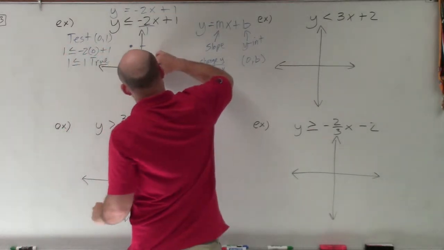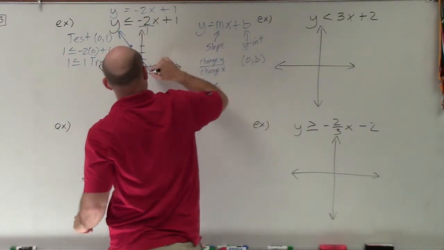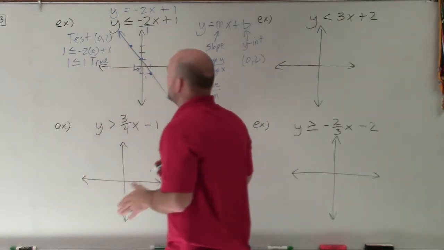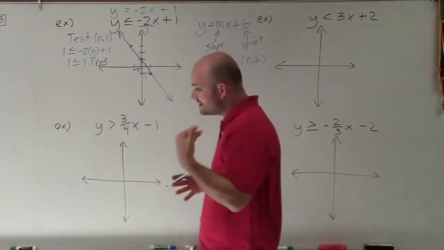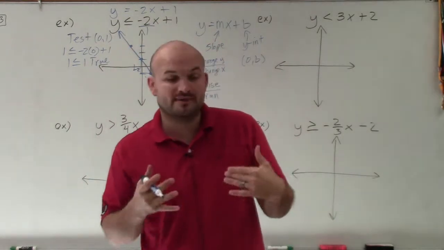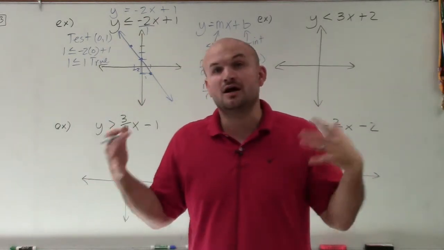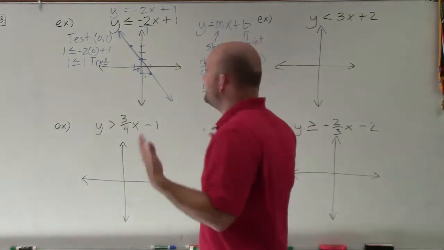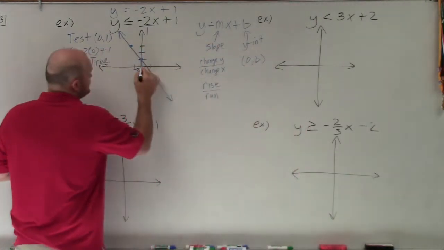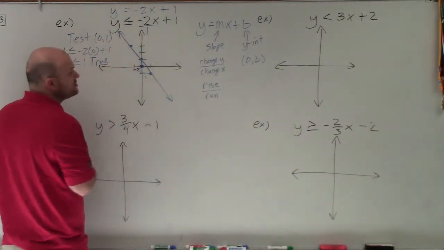So I'm going to draw a nice line that's going to include all the points on this line. All the points on this line are going to be true. Now, the next thing we want to do is determine, well, what about the points that are not on the line? The points below it or the points above it, are those a part of the solution? And again, the best way to double check your work and to see is to choose another test point.